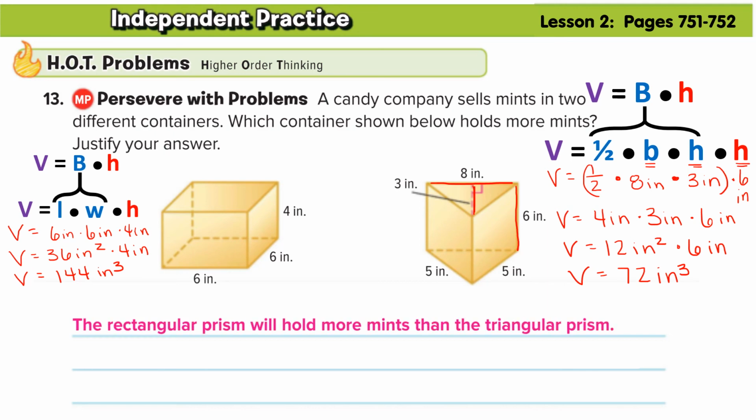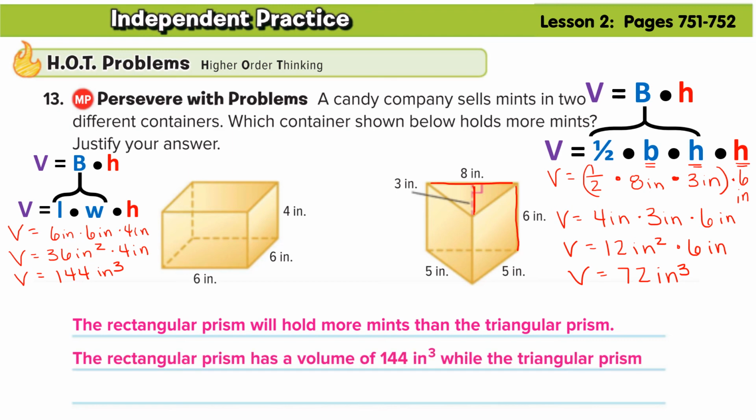The rectangular prism will hold more mints than the triangular prism. The rectangular prism has a volume of 144 inches cubed, while the triangular prism has a volume of 72 inches cubed.